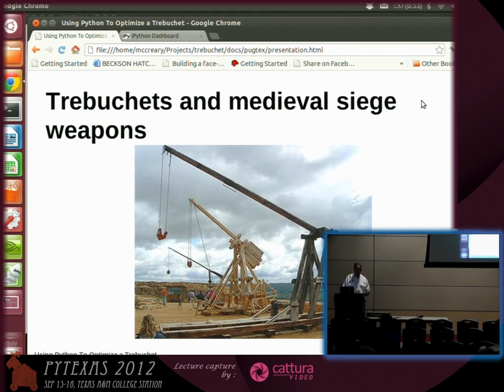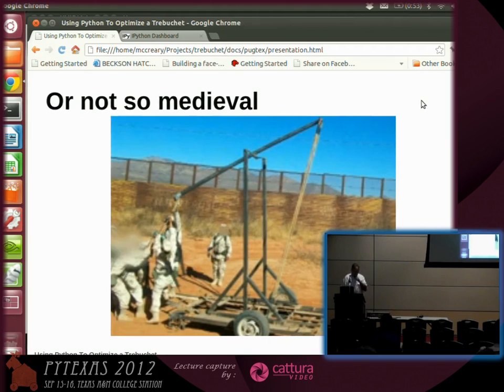But it's not just medieval. This is a photo from the Arizona border that was taken a few months ago in which drug smugglers were using this, I might add, poorly designed trebuchet, but sufficiently effective to sling bales of marijuana over that fence. And so they could do that, never cross the fence, and they could deliver it to their mules on the other side. So it's still being used, right?